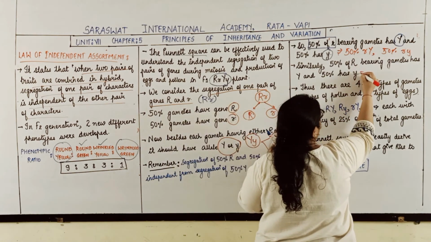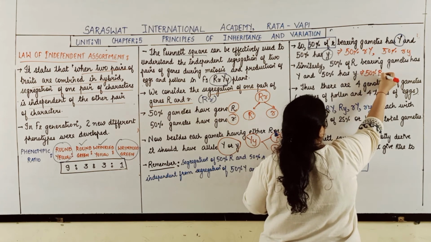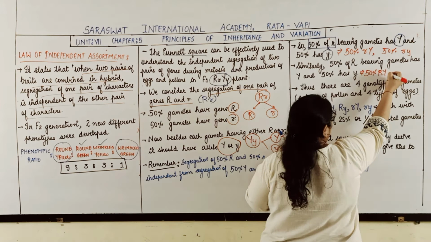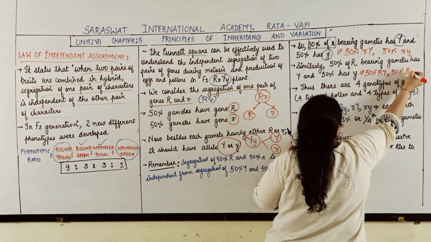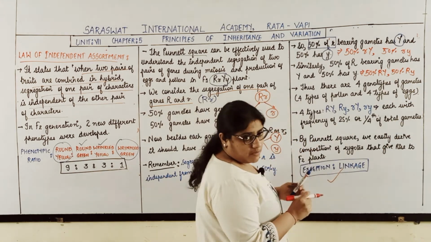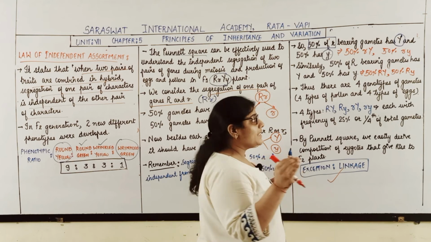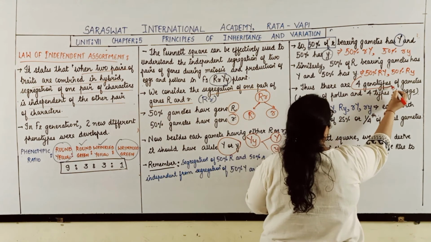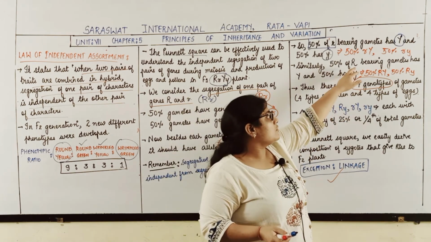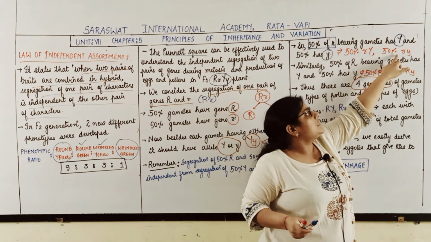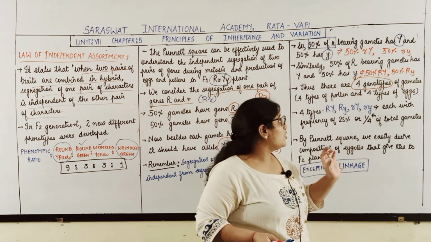Similarly, here also we can say that 50% of the capital R will have capital Y with it, and 50% will have capital R with small y. So students, how many different genotypes did we obtain? 4 different genotypes of the gametes. Which are those? Small r capital Y, small r small y, capital R capital Y, capital R small y.